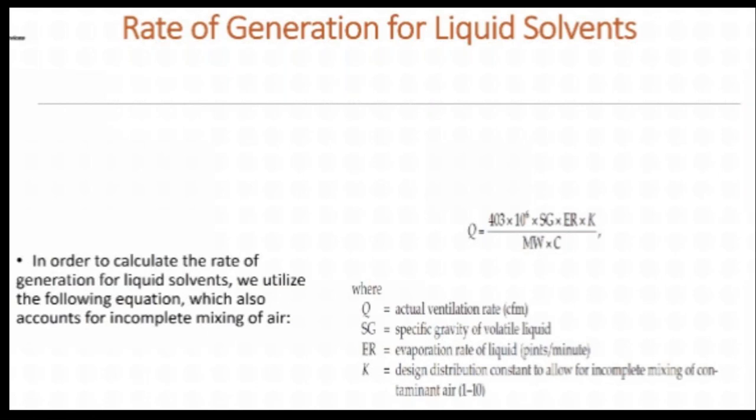Okay, this is notable. Evaporation rate is in pints per minute. If in the question the evaporation rate is not in pints per minute, we have to convert it into pints per minute. And K is the design factor and distribution factor. How good is the mixing of air inside the room? We can choose it from the table. If there is very ideal mixing, then we can choose 9, 10. If there is a low mixing rate, we can choose 2, 3, 1.